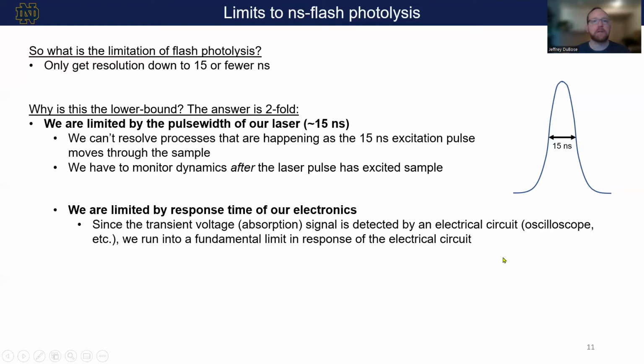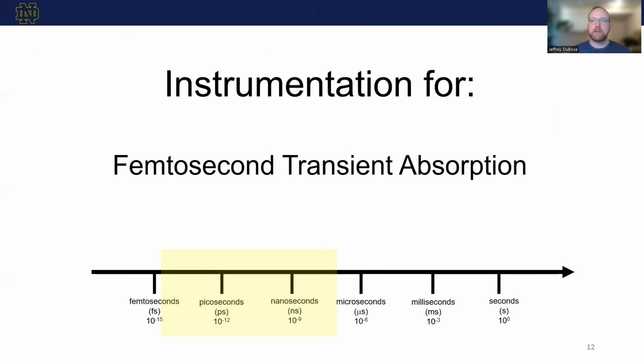Okay, so we've introduced flash photolysis. Now let's shift gears a little and talk about femtosecond transient absorption. This is more of the state of the art, if you will. It's what a lot of labs have these days to look at the shorter timescale processes. In this case, we're typically using laser pulses that are around 35, 100, or 200 femtoseconds in pulse width.